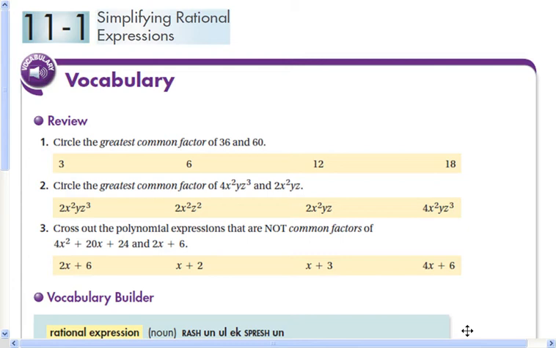Hey students, this is lesson 11.1. In this lesson we're going to learn how to simplify rational expressions. Go ahead and do this vocab and pay close attention to what a rational expression looks like.